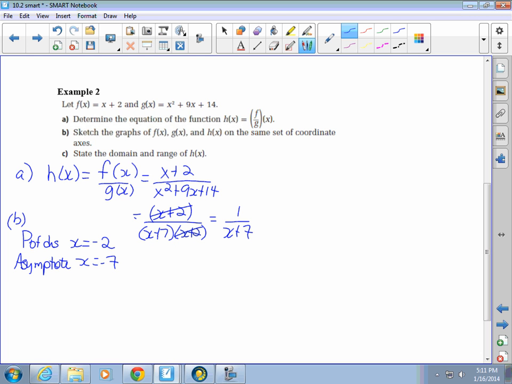And I can't remember what I did in the last unit, if I put this as a not equal to or not equal to. Either way, it's okay. That just means that at x is equal to -7, you're going to have that dotted line. And at the -2, you're going to have an open circle.